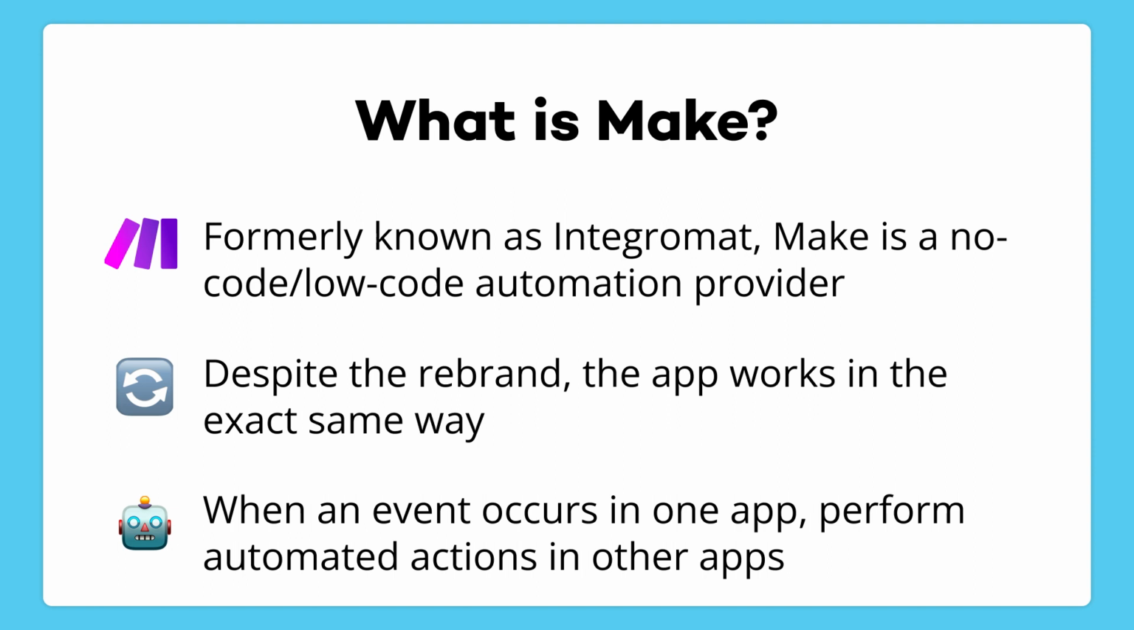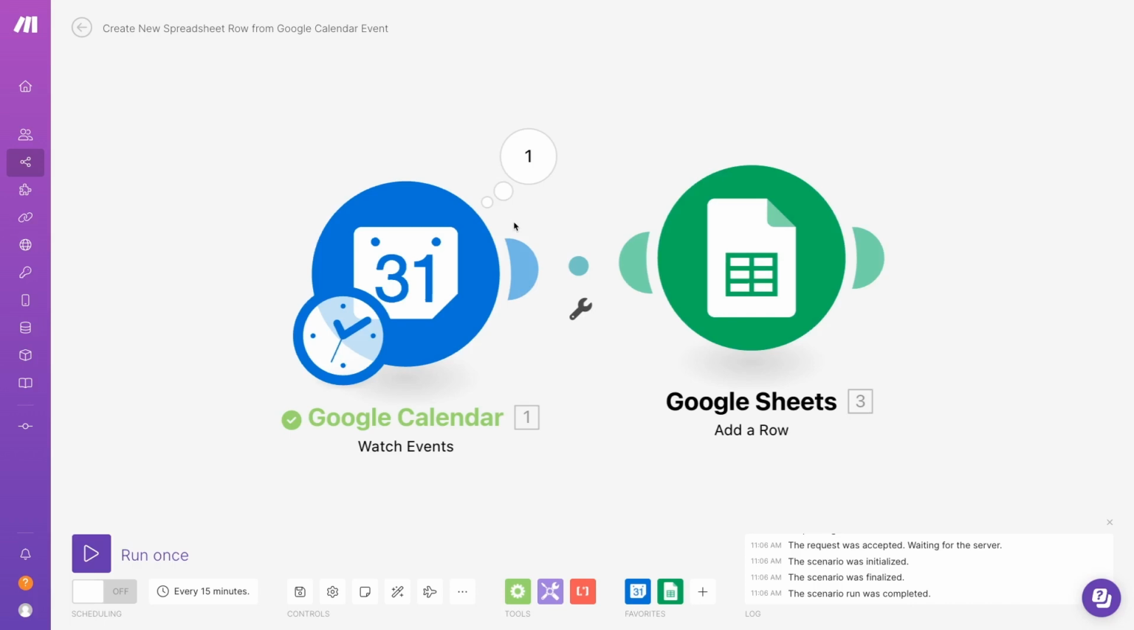Make lets you connect two or more web apps to automate actions in those apps in something called scenarios. In your scenario, you can specify that whenever a certain event occurs in one app, Make should automatically perform one or more actions with another app. For example, a scenario might look like this. Whenever a new event is added to Google Calendar, create a new spreadsheet row in Google Sheets with the details of the event.